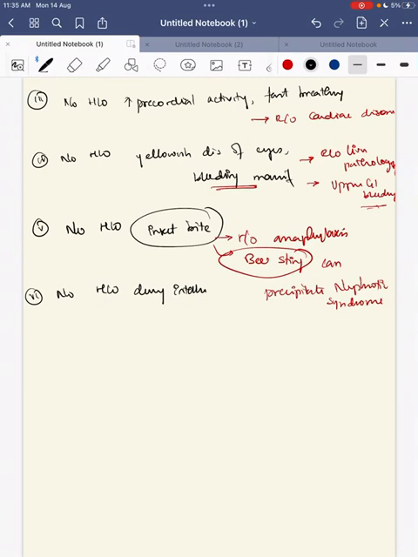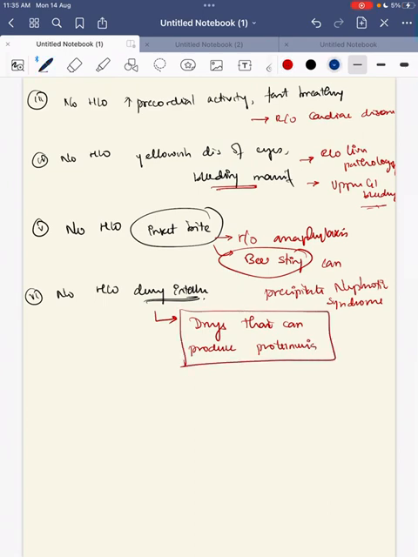Sixth will be no history of drug intake. In drug intake, what are the drugs that can produce proteinuria? Your answers will be, one is penicillamine. This penicillamine is given for the treatment of Wilson's disease. So D-penicillamine can cause proteinuria. Then ACE inhibitors like captopril.